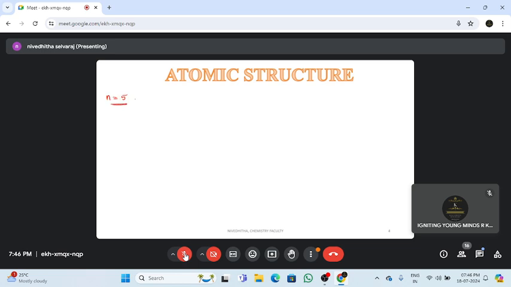In fifth shell, how many subshells will be there? Okay, to make it simpler, first we'll see how many orbitals are there in second shell, after which we can calculate for fifth shell, because 5 is a little bigger number. Maybe it may be difficult for you to calculate now. Now we'll calculate for second shell, and later we can calculate for fifth shell also. So let us take second shell. In second shell, how many subshells will be there?